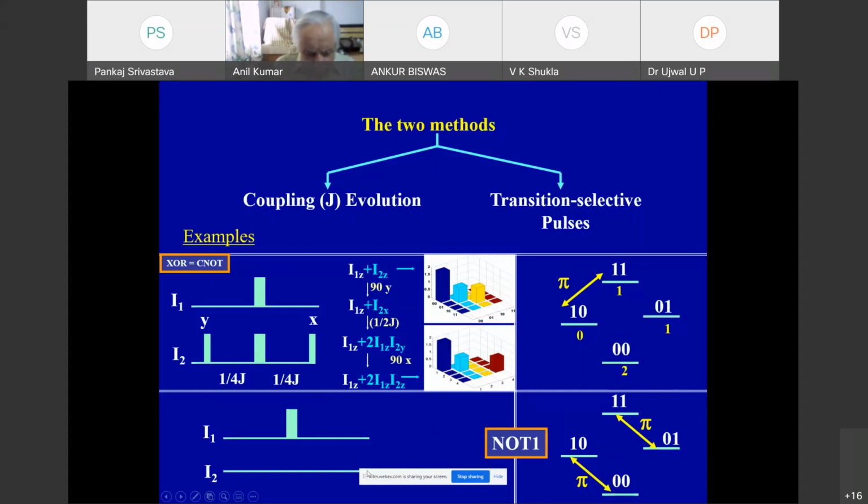A NOT operation is very easy, just a pi pulse on one spin.